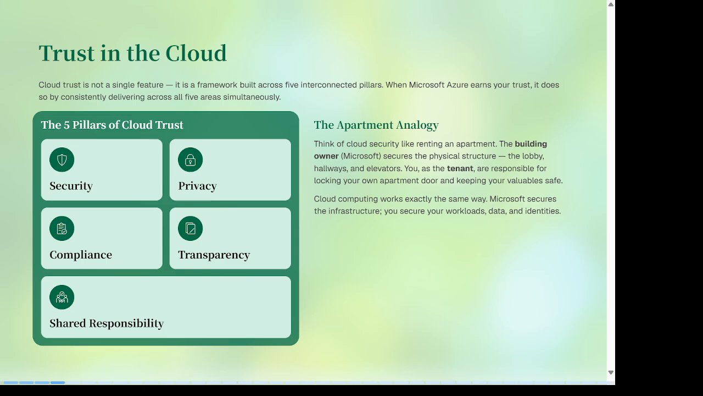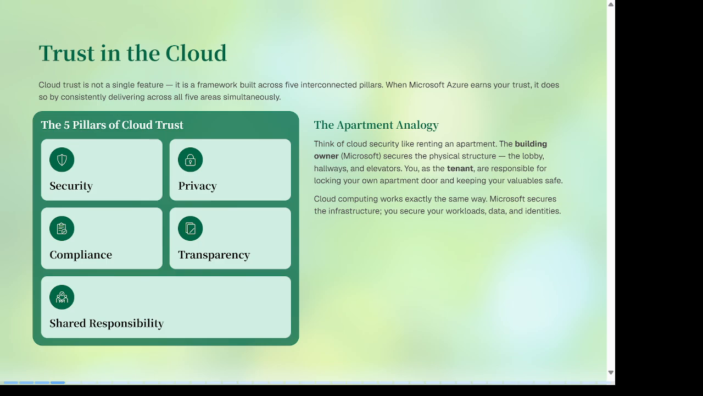It's a framework built on multiple pillars that work together. For Microsoft Azure to earn the trust of millions of customers worldwide, it must consistently deliver excellence across 5 key areas: security, privacy, compliance, transparency, and shared responsibility.